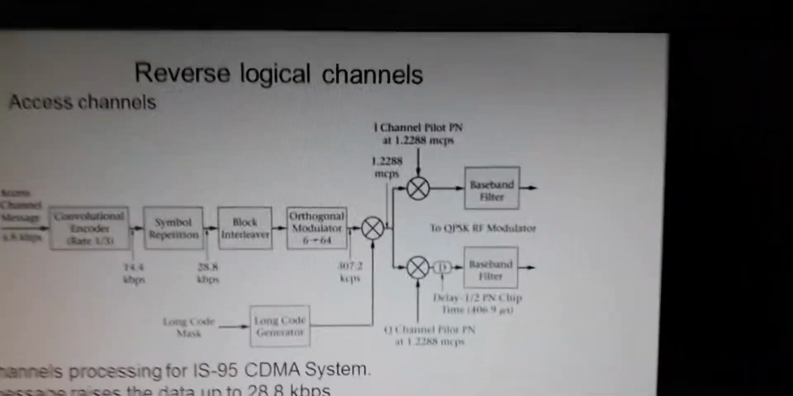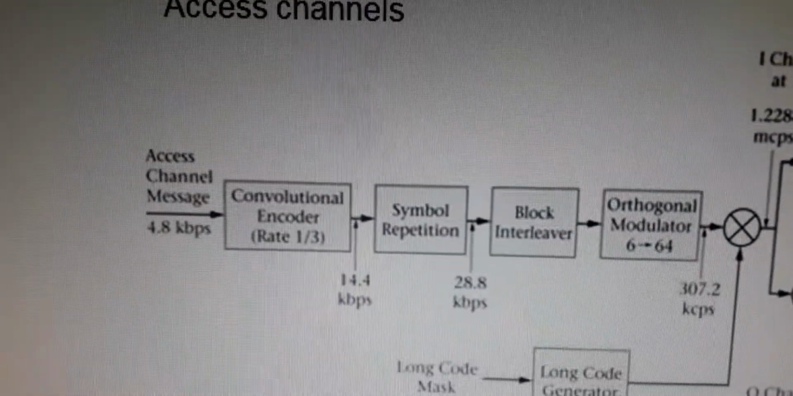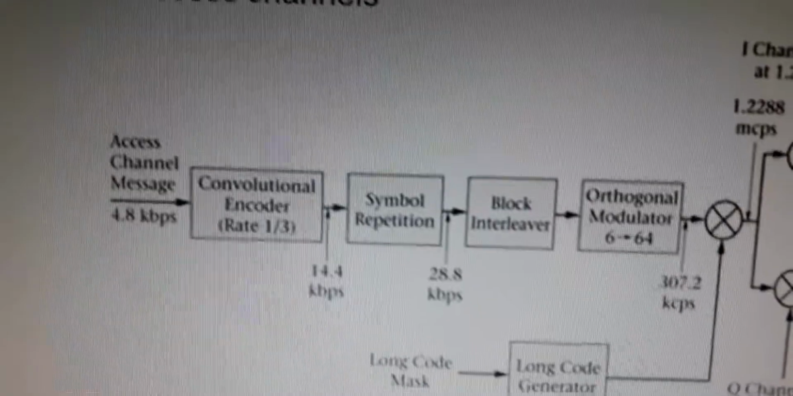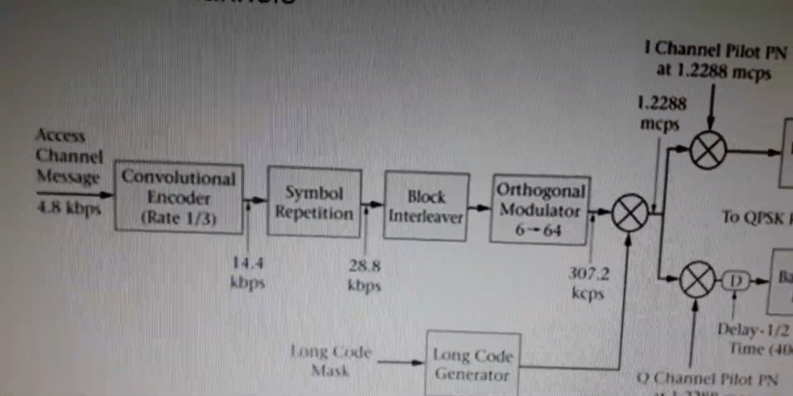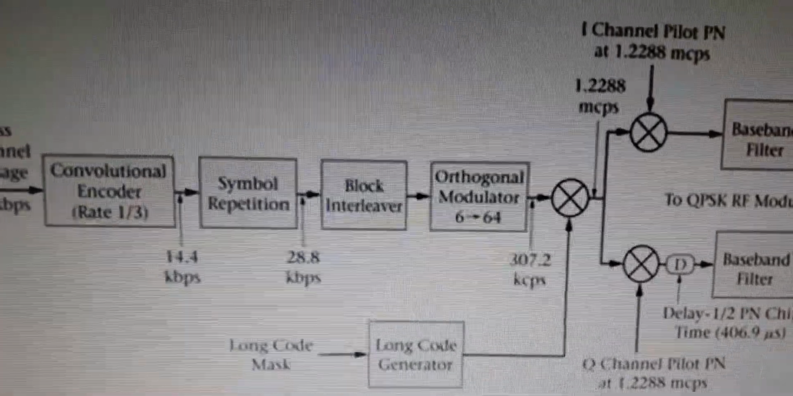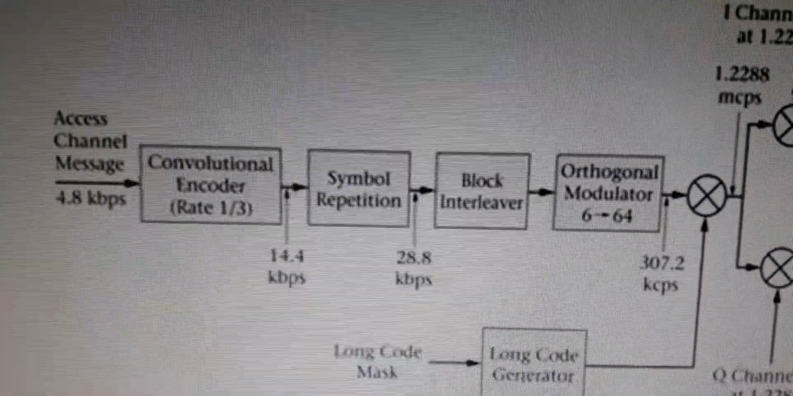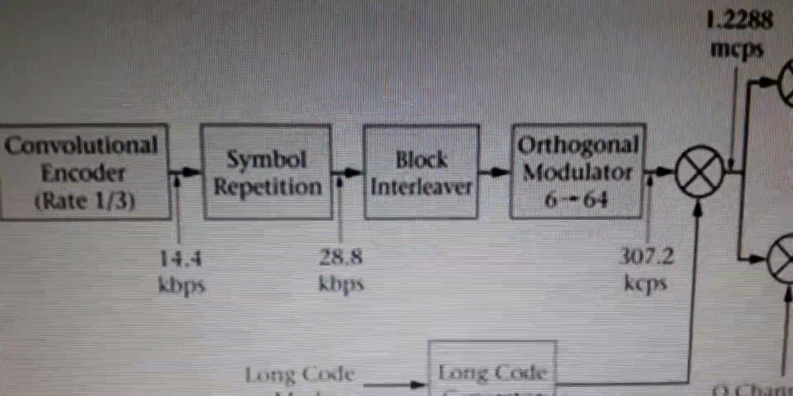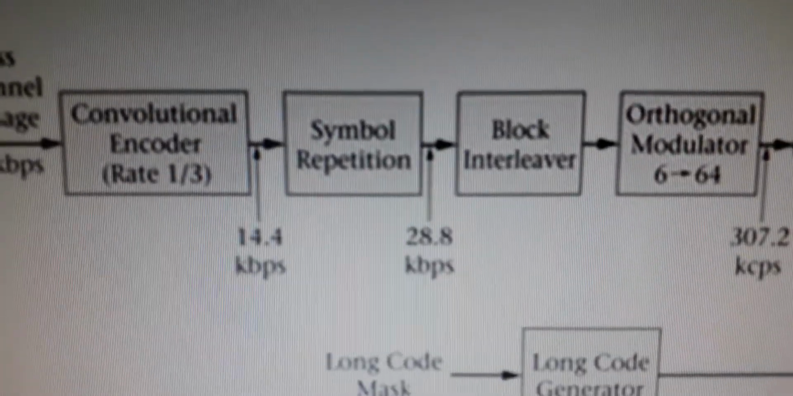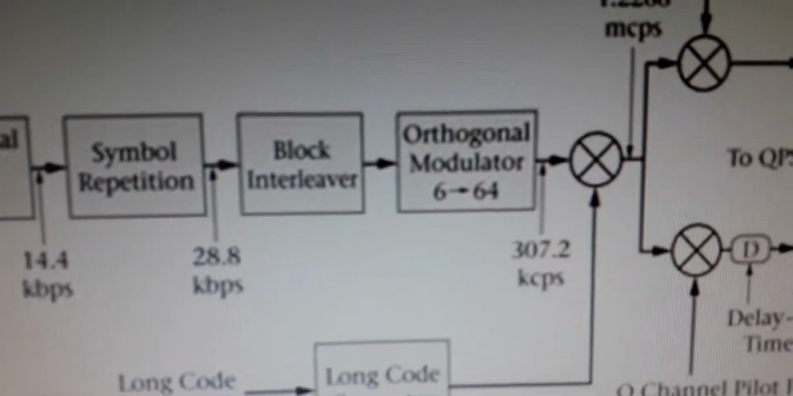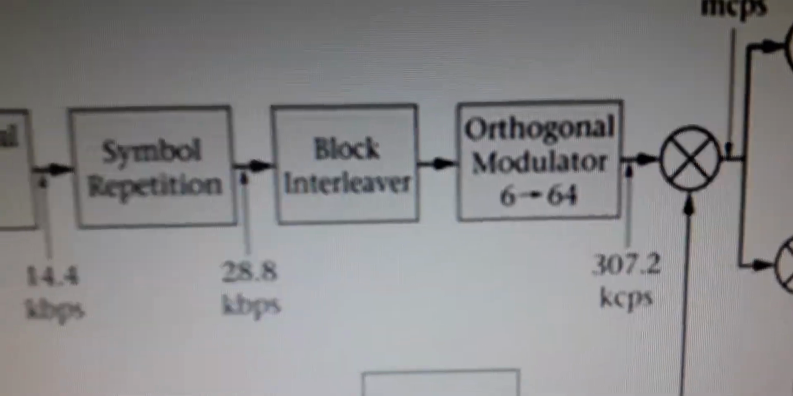The basic spreading procedure is almost the same. I will just explain the access channel. The access channel has 4.8 kbps. It goes to a convolutional encoder of rate 1/3, and again it goes to a symbol repetition block. You can see the tripling is happening: 4.8 into 3 is 14.4 kbps. Again symbol repetition is nothing but doubling: 14.4 into 2 is 28.8 kbps. Then it goes to interleaving. Interleaving just stops the error spreading.